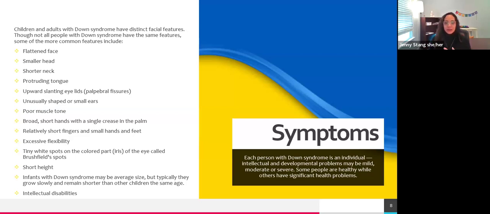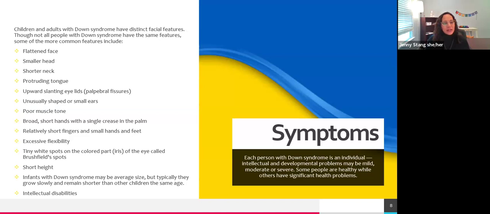Intellectual and developmental problems may be mild, moderate, or severe. Some people are healthy, but others have significant health problems, such as serious heart defects. Children and adults with Down syndrome have distinct facial features, though not all people with Down syndrome have the same features. Some of the more common features are a flattened face, shorter neck, a protruding tongue, upward slanting eyelids, also called palpebral fissures. Again, I'm sorry if I'm mispronouncing that word.